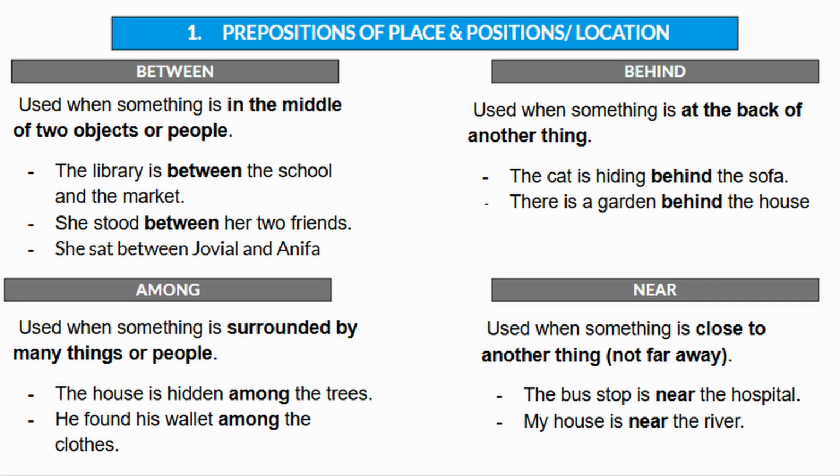The next one we have is near. This near is used when something is close to another thing, not far away. When something is close, we say near. Like the bus stop is near the hospital. My house is near the river.